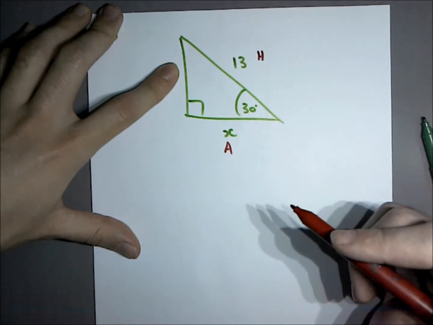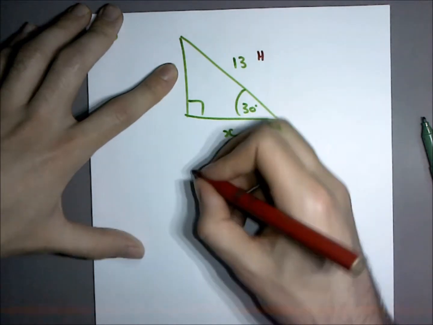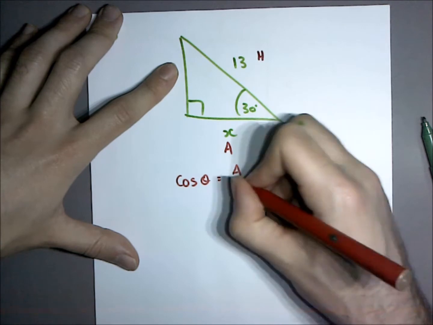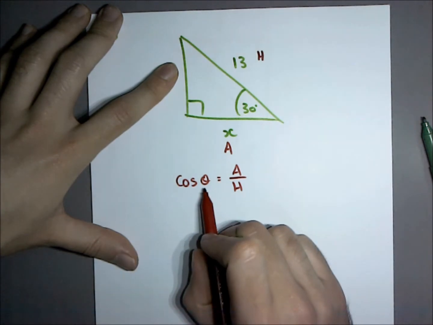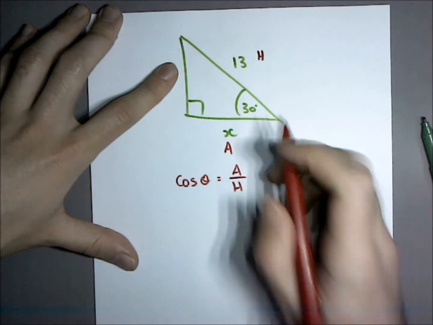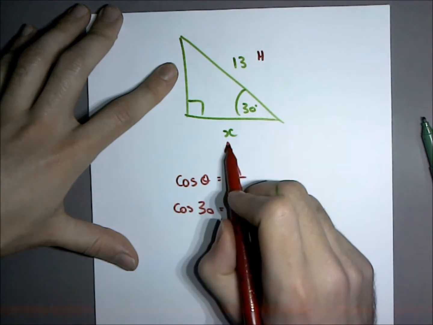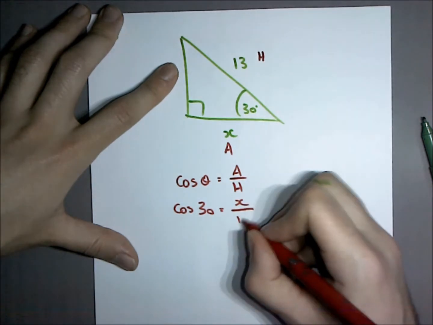So the ratio that we could use is the cos one, because that is the only one that has the adjacent and the hypotenuse. So first thing we do is we write out the rule. So we've got cos theta is equal to adjacent divided by hypotenuse. And basically all we do then is fill in all the variables that we know. So our angle is 30 degrees, so it's cos 30 is equal to our adjacent, which was x, divided by the hypotenuse, which was 13.